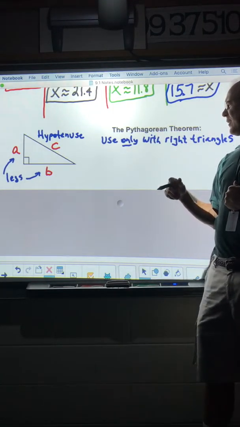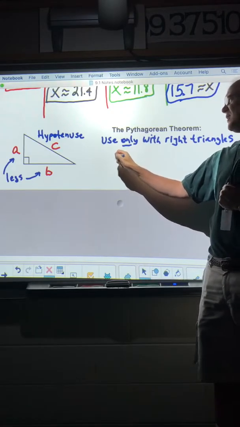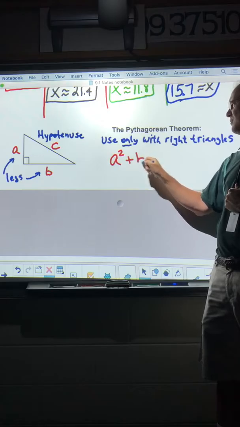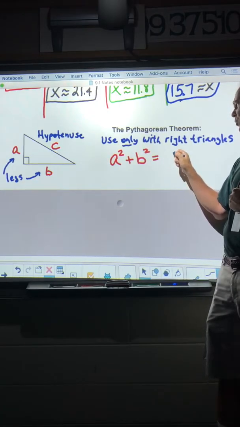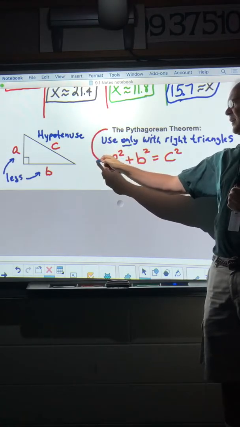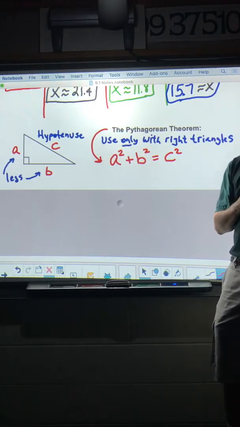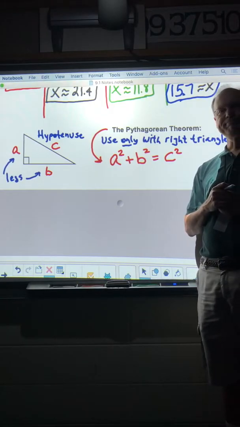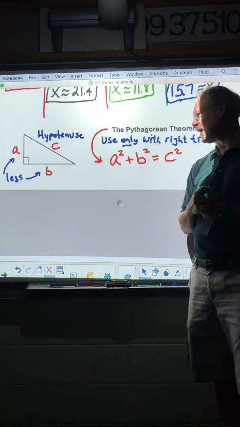So then the Pythagorean theorem is not a super complicated formula. A squared plus B squared equals C squared. That's the Pythagorean theorem. A squared plus B squared equals C squared. Okay?